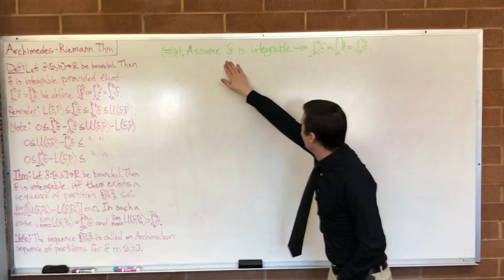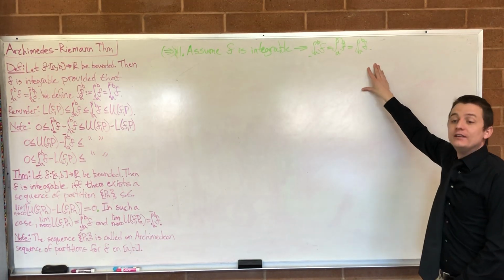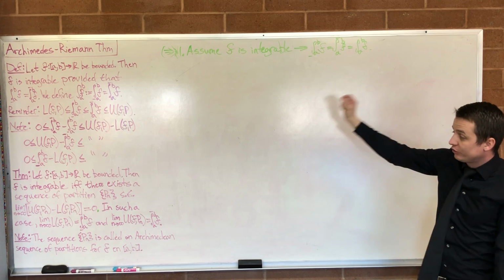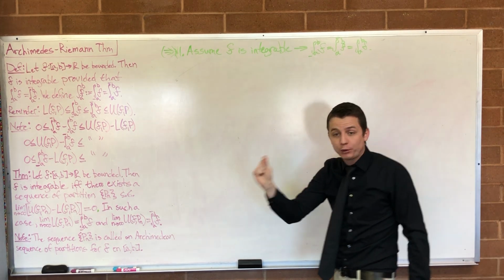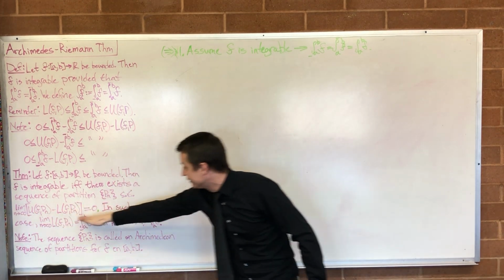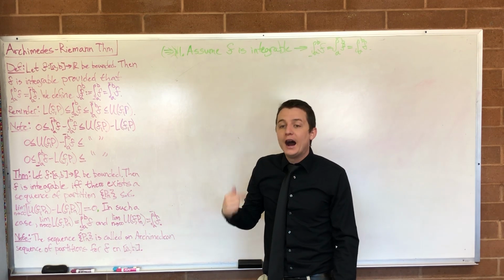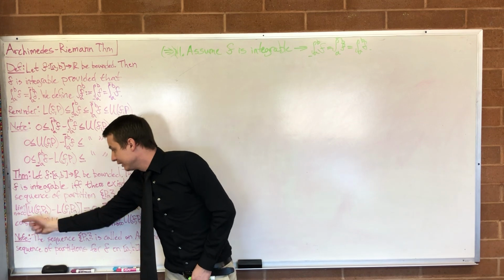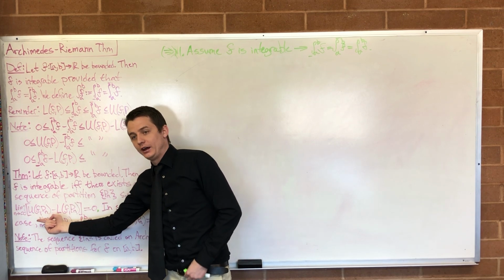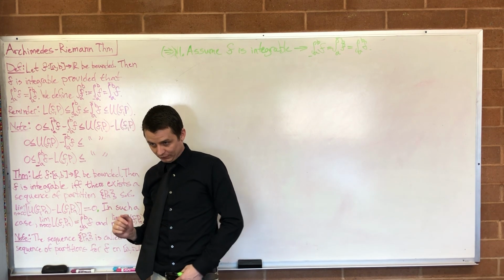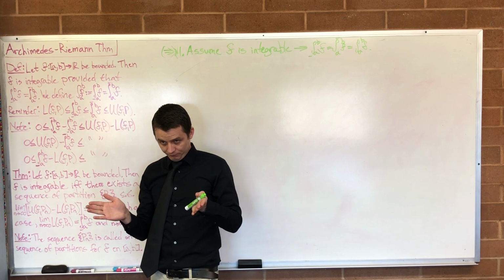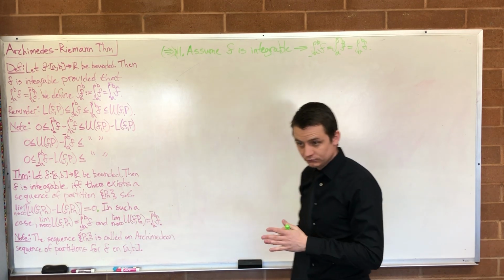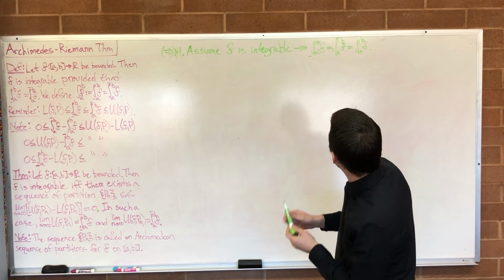Anyways, okay, so assume f is integrable. Now what are we trying to show? We're trying to show that there exists some sequence of partitions that makes this statement true. I now need to find a sequence of partitions such that the limit as n goes to infinity of the upper Darboux sum on that sequence minus the lower Darboux sum on that sequence gives me 0. Understand what we're trying to do now?